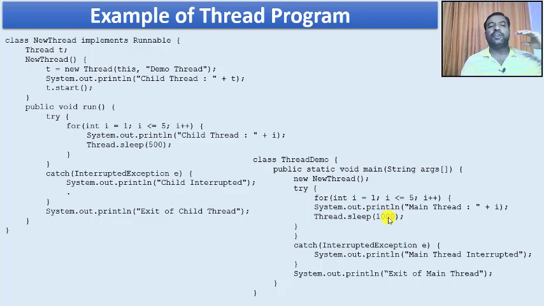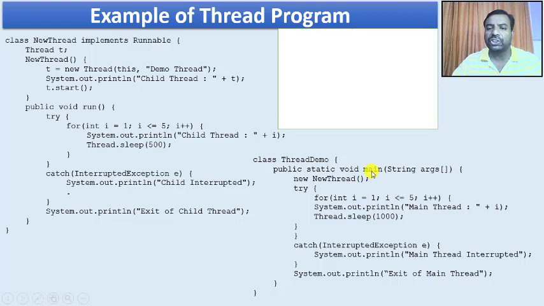This will finish off in 2.5 seconds, and this is going to take 5 seconds. Hence, this will make sure that the main thread will stay back until the child thread completes its execution. And I have put some exception handling, and when the control comes here, I'm going to say exit of the main thread. Now just look at the output, what is going to happen.